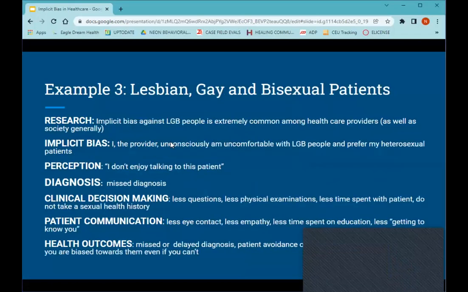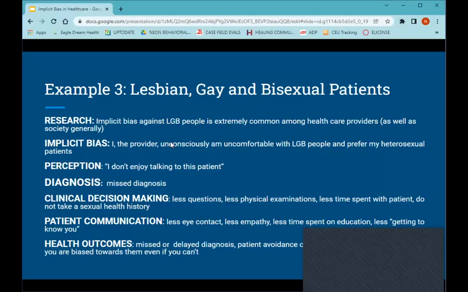All right, example number 3, lesbian, gay, and bisexual patients. So there is less research on this. I had some trouble finding good research on this, especially compared to implicit racism. Implicit bias against sexual minorities is extremely common among healthcare providers, and there is a lot of research documenting that.